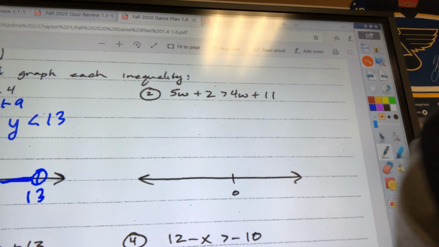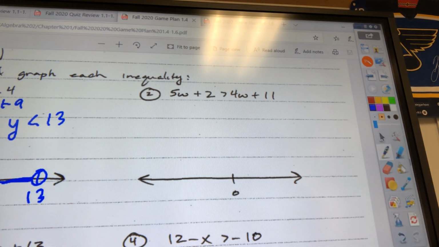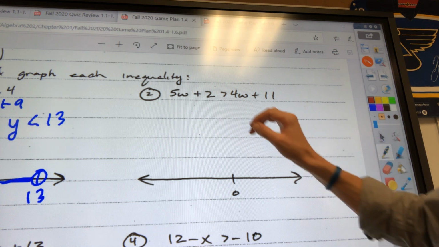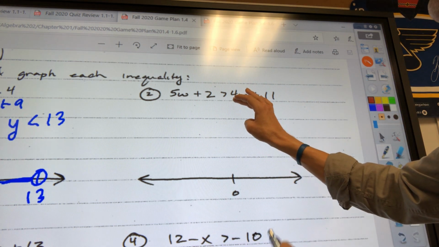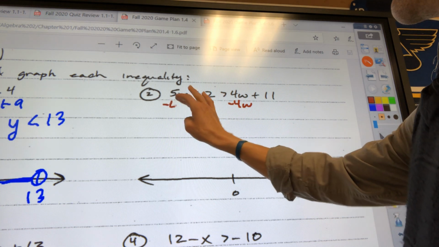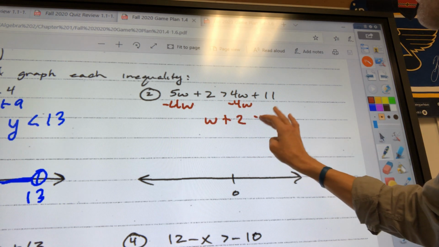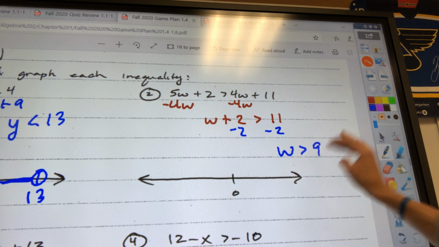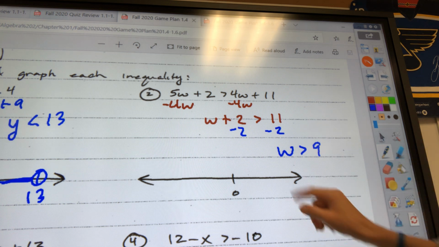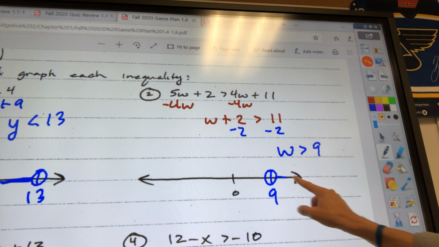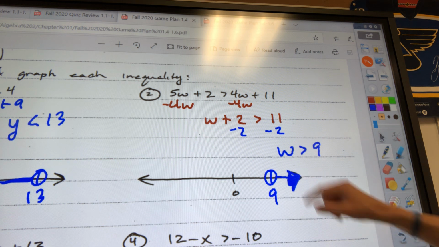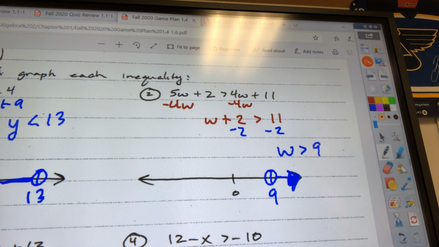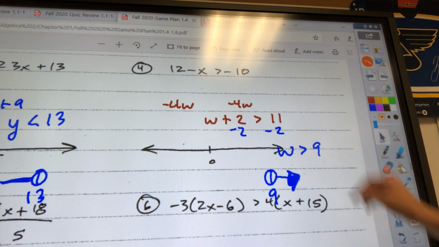And I hope that comes up nicely. Sometimes it looks like it's going to come up well on my screen, doesn't it? Kind of looks fuzzy on yours. All right, so again, which side has more W's? The left side does, so minus 4W. W plus 2 is greater than 11. Subtract the 2 from both sides. W is greater than 9, so there's 9. Greater than means open circle, no equality part. Greater than means you shade to the right. You can pause this whenever you need to. It's a video. You can stop me whenever you like there.